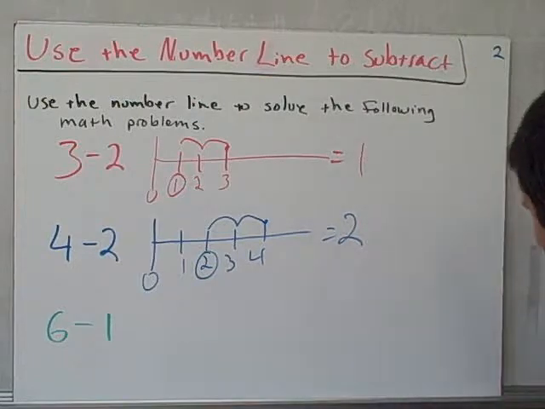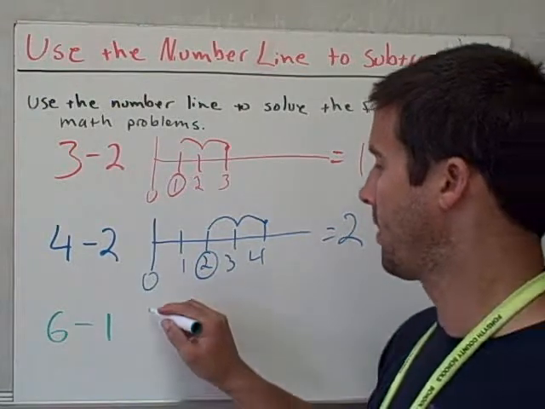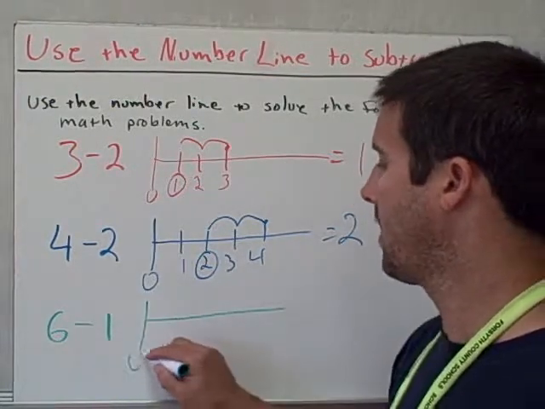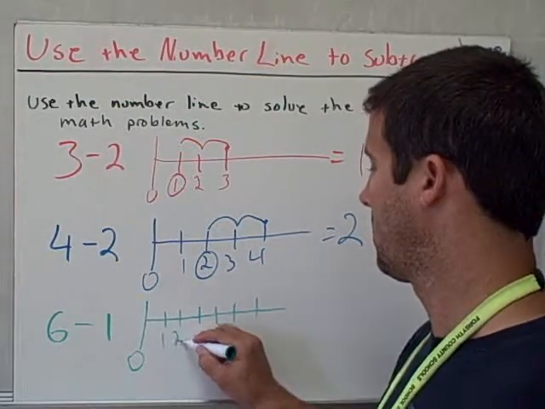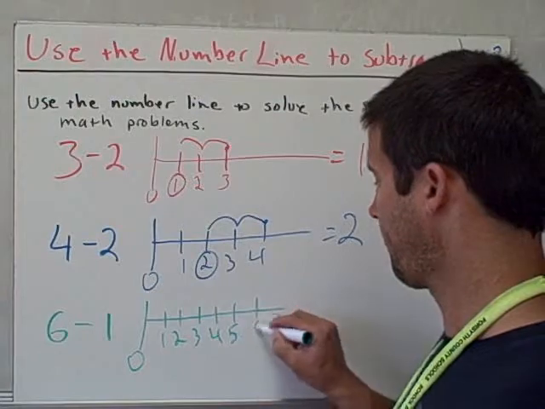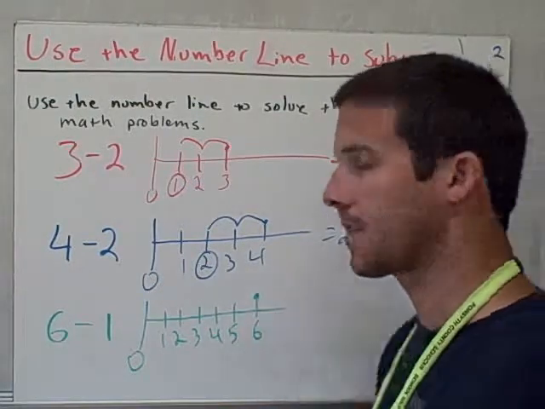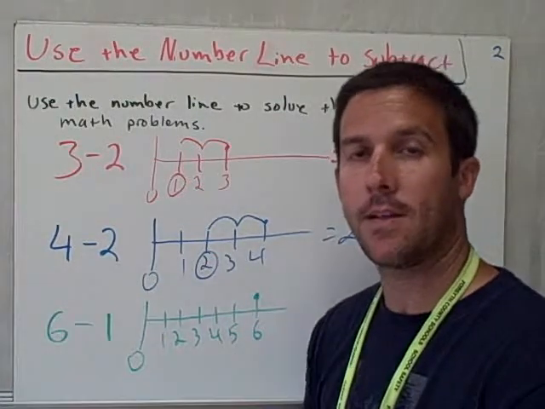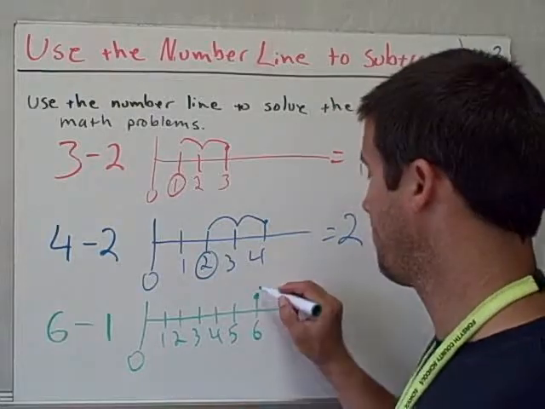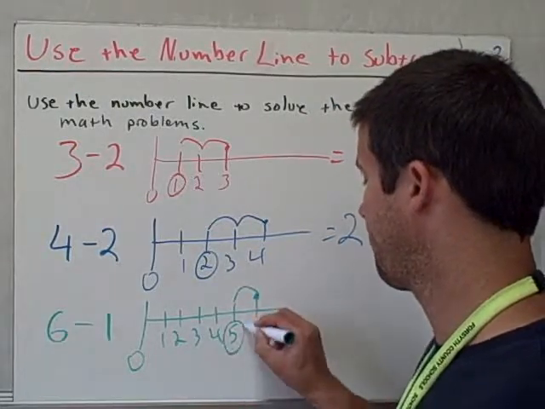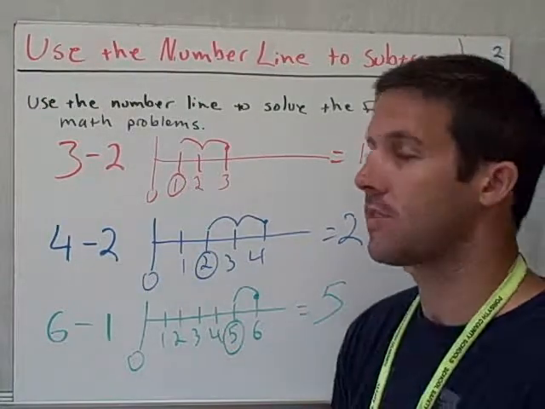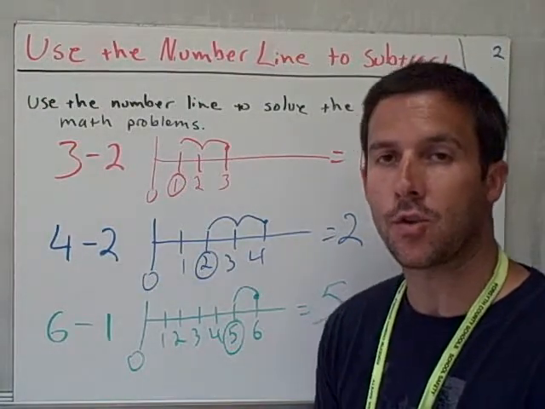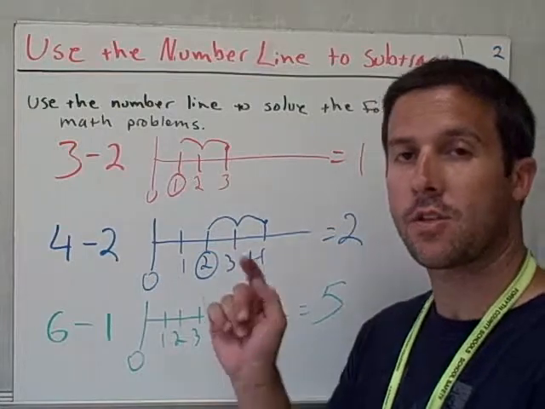And last one, 6 minus 1. Draw my number line starting with 0. 1, 2, 3, 4, 5, 6. So I'll start off at 6, and I'm going to go this way how many times? 1 time. There we go. And my answer is 5. So that's using the number line to subtract. Whenever we subtract, we just go that way.